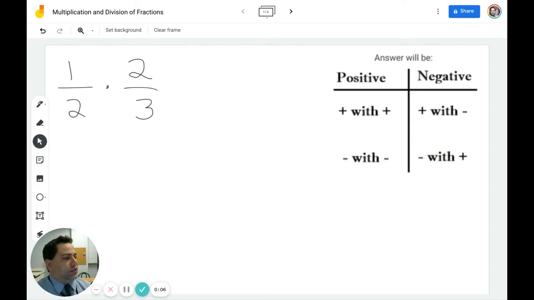I just want to draw your attention to the upper right where we have a chart that identifies which sign to use in your answer depending on the signs of your fractions.